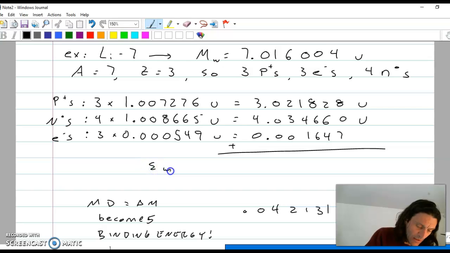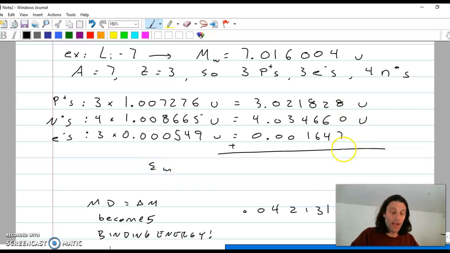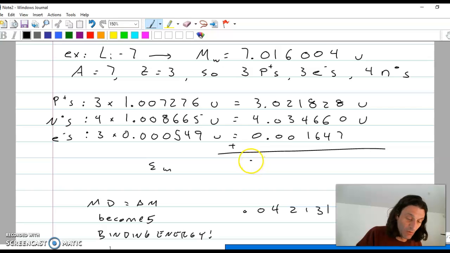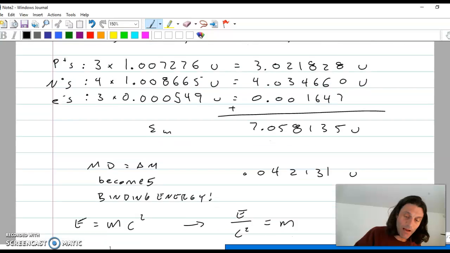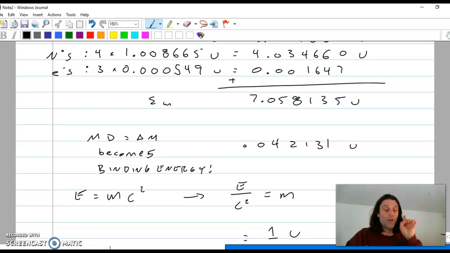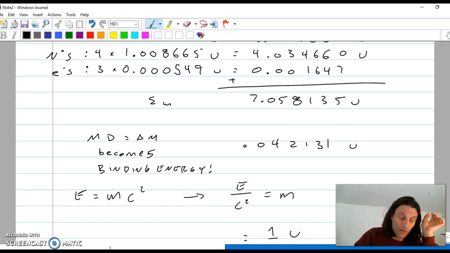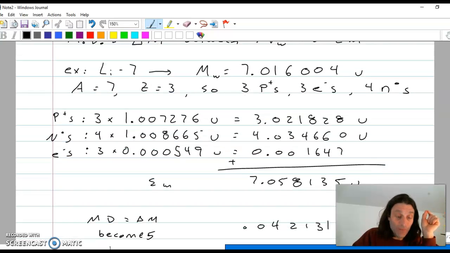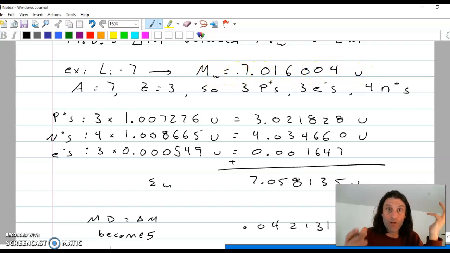That's the sum of the individual masses. All right? Add all that together. I promise you will get 7.058135 U's. That's the mass of the whole thing. Now, what I need you to realize is, take a look at that number, 7.058135. What it isn't is the mass that was communicated on that chart, the mass of a whole and entire atom. This mass is larger than the mass of the whole atom.